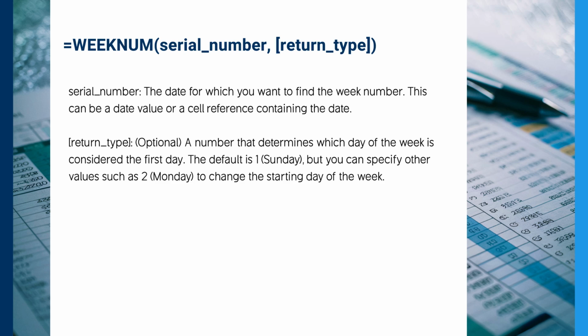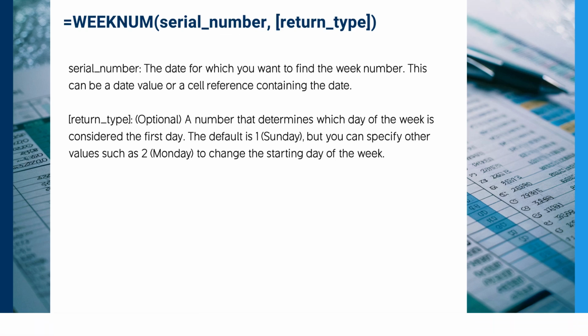Here's what each part means. Serial number, the date for which you want to find the week number. This can be entered directly as a date in quotes, for example, 01/10/24, or as a reference to a cell containing a date. Return type. This is optional and determines which day the week starts on. The default is 1, where the week starts on Sunday. You can specify 2 for Monday as the start of the week, or other numbers for different week start configurations.